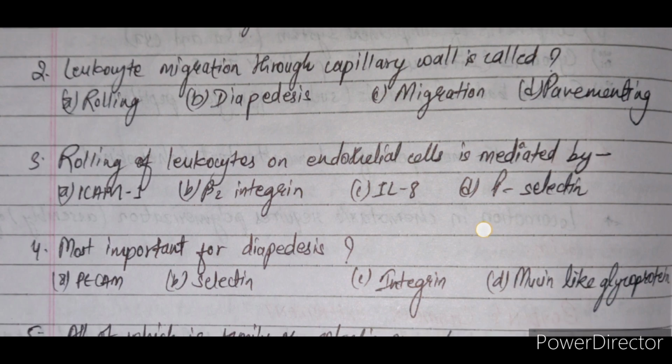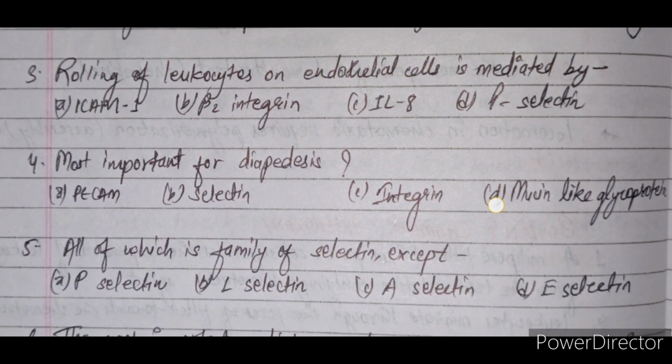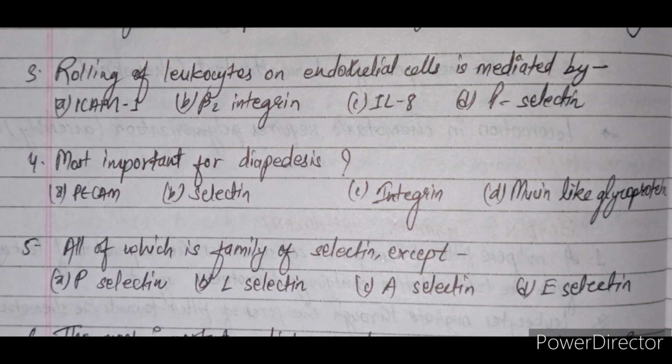Let's proceed towards question 2. Leukocyte migration through capillary wall is known as A. Rolling, B. Diapedesis, C. Migration, D. Pavementing. So what is the correct answer? The correct answer is diapedesis. Question 3. Rolling of leukocytes on endothelial cells is mediated by A. ICAM-1, B. beta-2 integrin, C. IL-8, D. P-selectin. So here the correct answer is D, that is P-selectin.